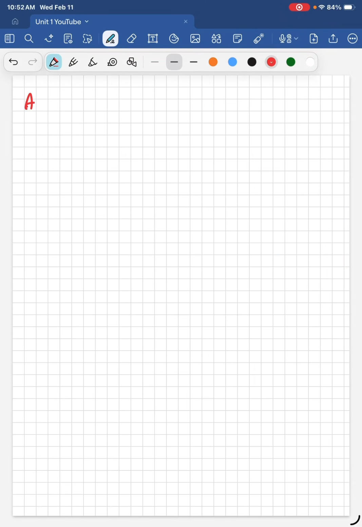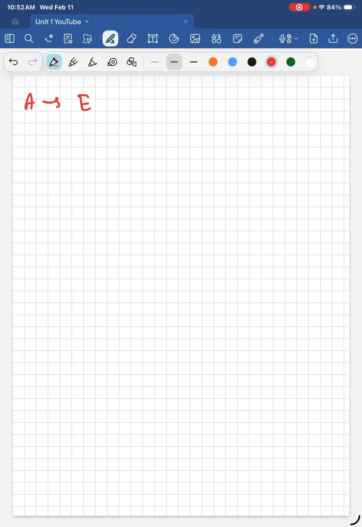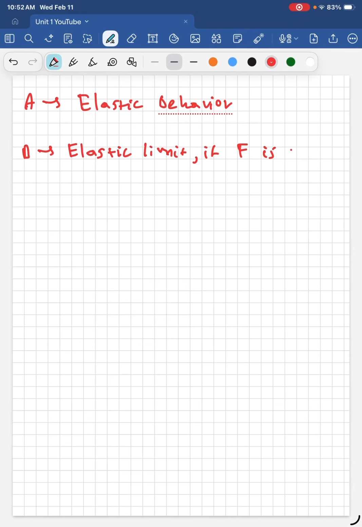So A: up to point A, the material behaves elastically. So we're gonna mark it as elastic behavior. Now B is called the elastic limit. If the force F is removed, the material returns to its original position.